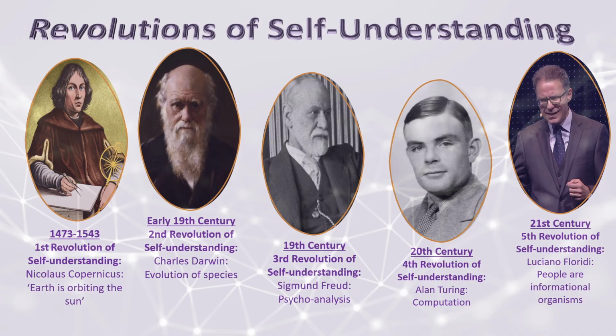The first revolutionary change in human self-understanding was instigated by Copernicus's findings that Earth is orbiting the Sun and not the other way around, displacing Earth as the center of the universe, which forced people to reconsider their role and place in both the solar system and creation.